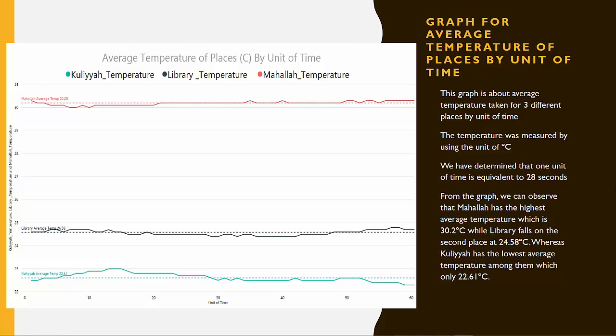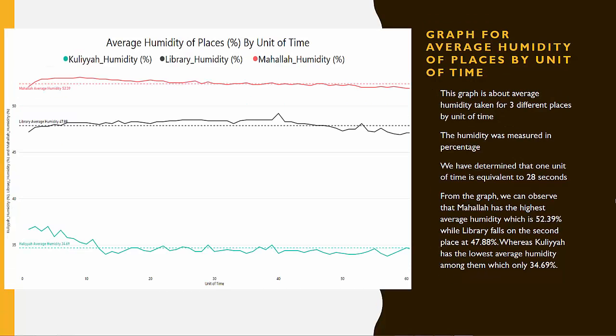Next. So this is the second graph that we obtained from Power BI. The graph is about average humidity for three different places by unit of time. As we can see, the x-axis is the same, the unit of time, and the y-axis is different. It is the average humidity for three different places: Kuliah, library, and also Mahalah. The red line represents the Mahalah humidity, the black line represents the library humidity, and the green line represents the Kuliah humidity.